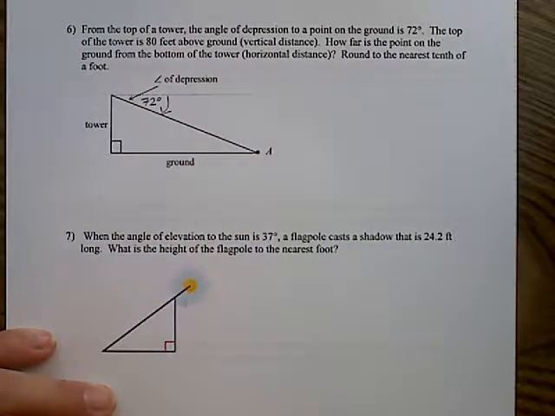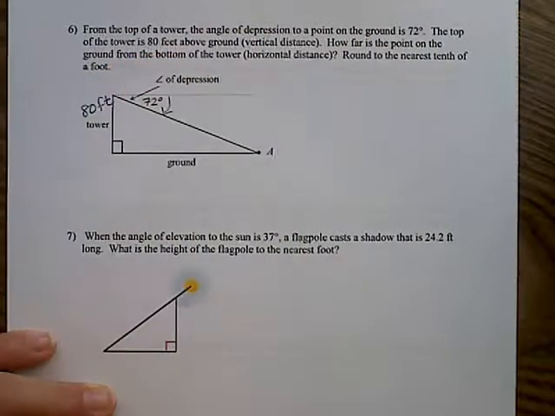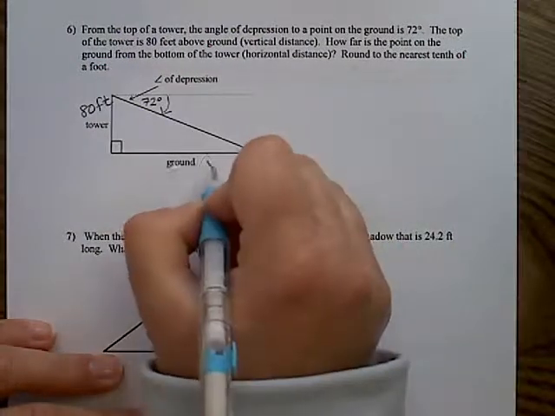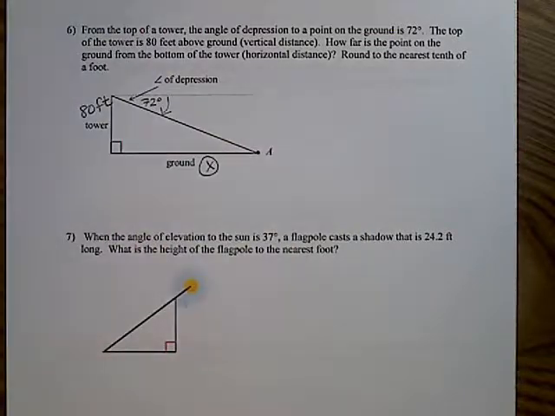The top of the tower is 80 feet above ground. Remember we talked just previously about our vertical distance versus our horizontal distance. How far is the point on the ground from the bottom of the tower? I want to figure out this value of x. Now notice there's a problem here. Our 72 degrees is not inside our triangle.